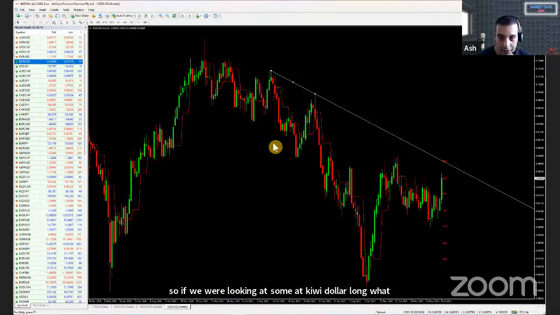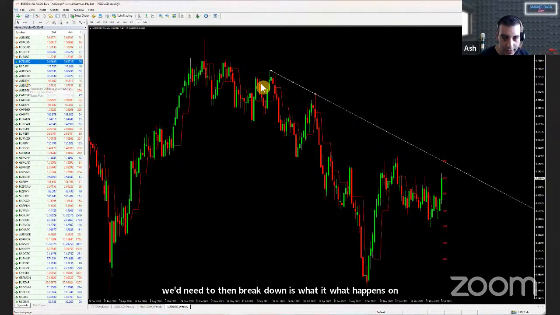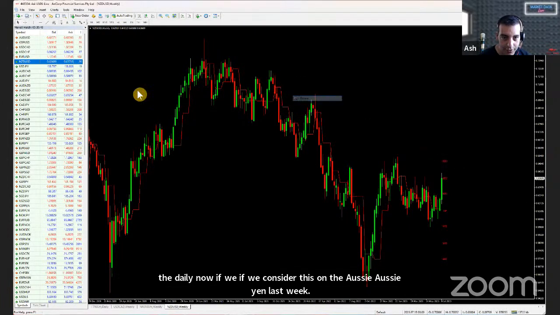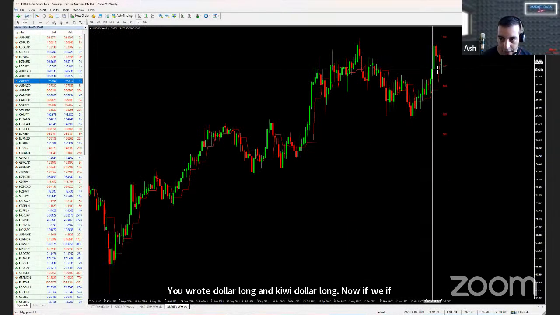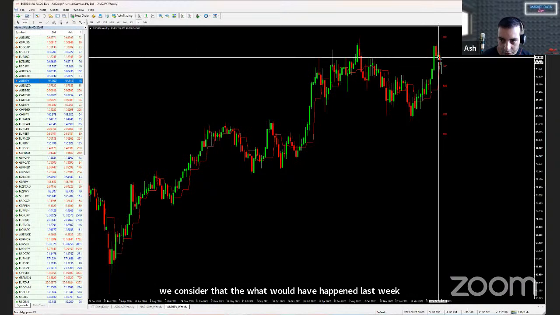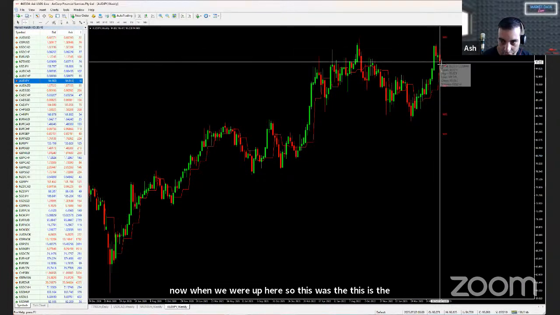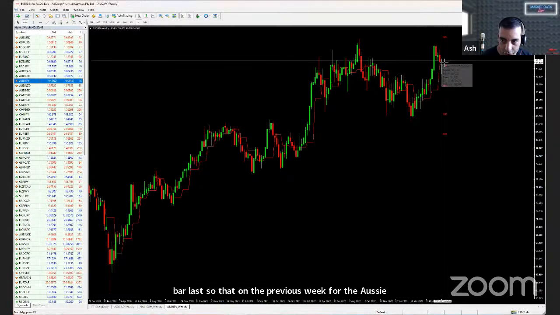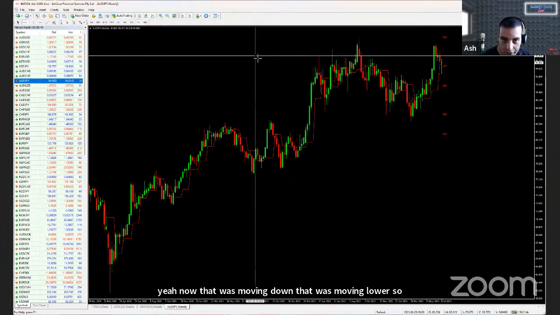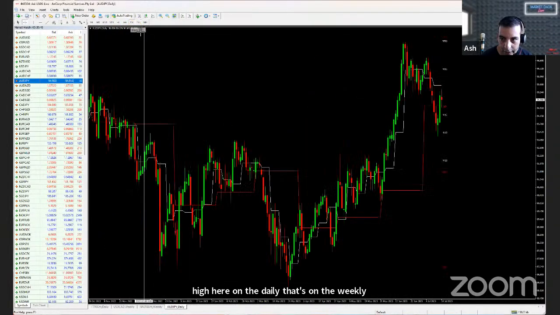So if we were looking at Kiwi dollar long, what we'd then need to break down is what happens on the daily. Now, let's see how we would have traded the Aussie yen last week with a bias to the upside. So we know we're looking for Aussie dollar long, euro dollar long, and Kiwi dollar long. Now, if we consider what would have happened last week: this was the bar on the previous week for the Aussie yen. That was moving lower, so we could have looked for a lower high here on the daily. That's on the weekly chart, so we look at the daily.